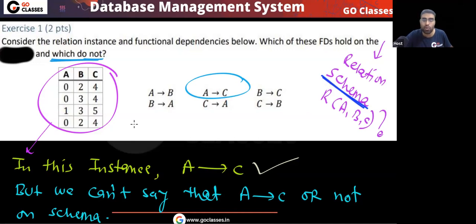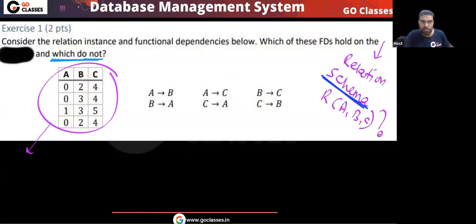Okay, maybe this is a coincidence. Do you agree with me? Maybe this is a coincidence that A determines C on this schema. Yes or no? On this schema, A determines C. Maybe that is a coincidence. So we cannot say that this will hold for the schema. I hope you understood.